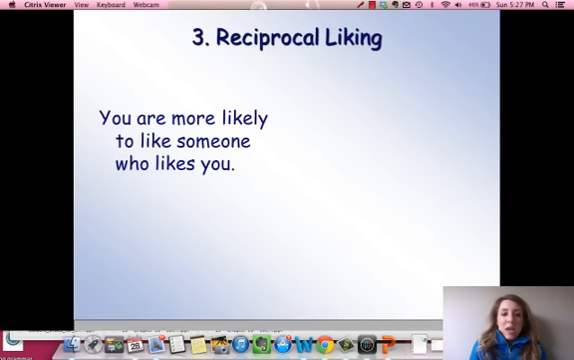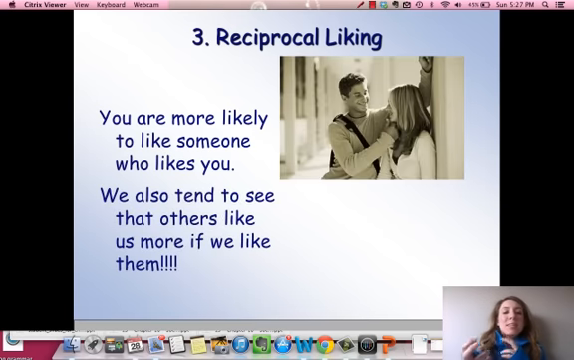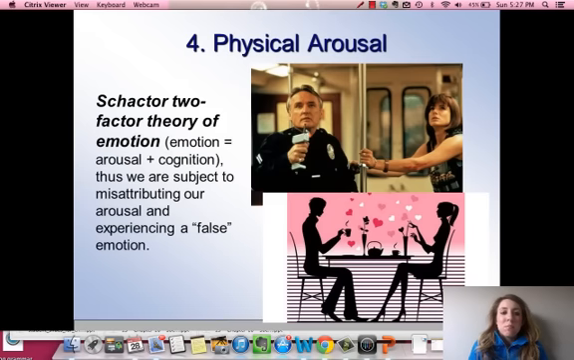Okay, reciprocal liking. You're more likely to like someone who's nice to you. Imagine that, right? And also when we like others, we tend to see them in a better light. So if you like someone, you tend to interpret their behavior maybe as liking you more than it actually is. So if you have a crush on someone and they give you a hug, you're like, ooh, he really likes me or she really likes me, but they might just be being friendly. So you tend to read into things too much. But you do like people who like you. Okay, you don't get into relationships where the cost is greater than the benefits.